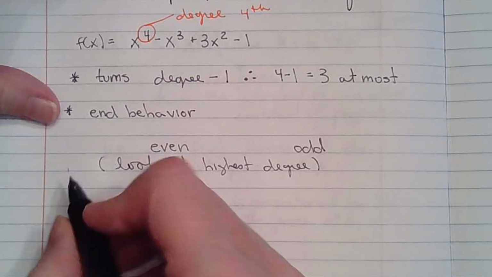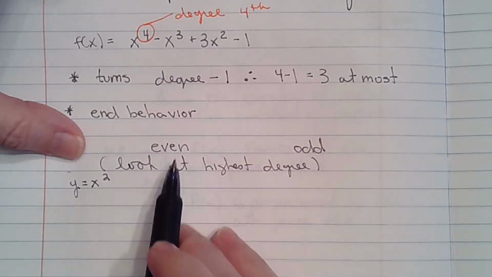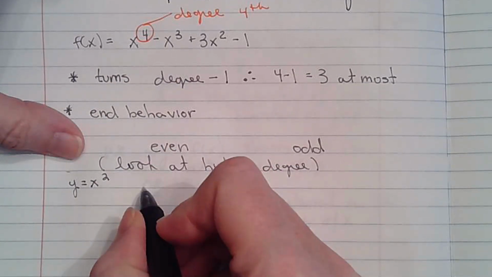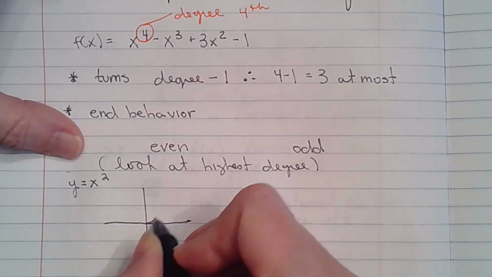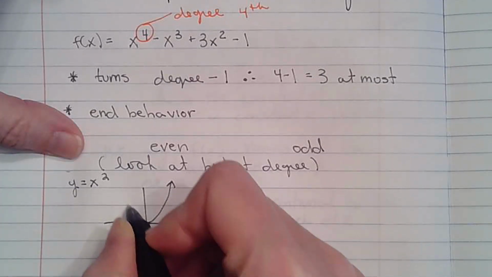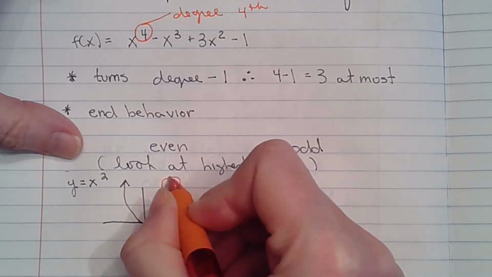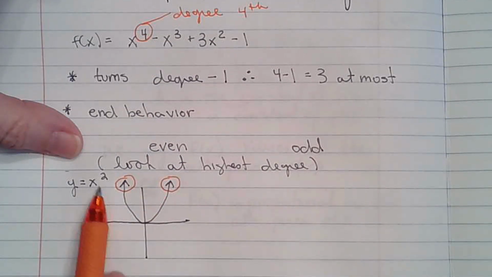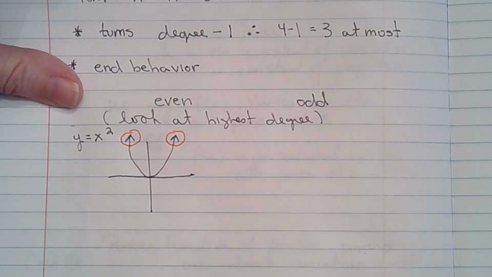So for example, if we have y equals x squared, that's an even end behavior. So if we were graphing it, we have a parabola, okay? And this is going to follow the same pattern no matter if that's a 2, a 4, a 6, or an 8, and so on and so forth. As long as they are all even, we're going to have a U with the arrows facing up.